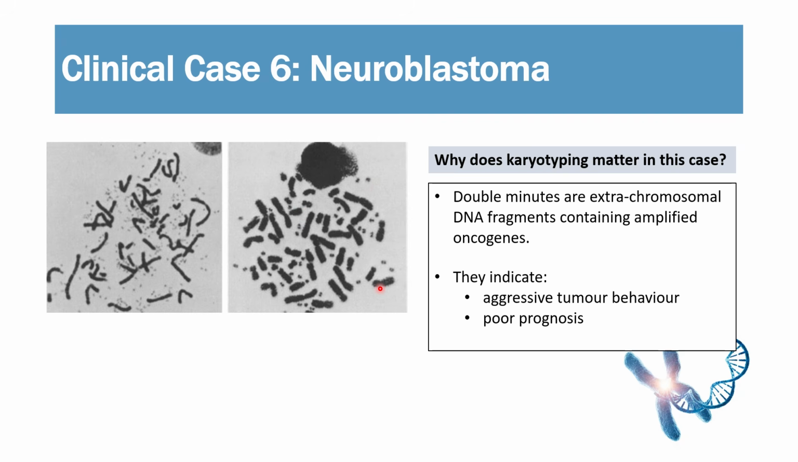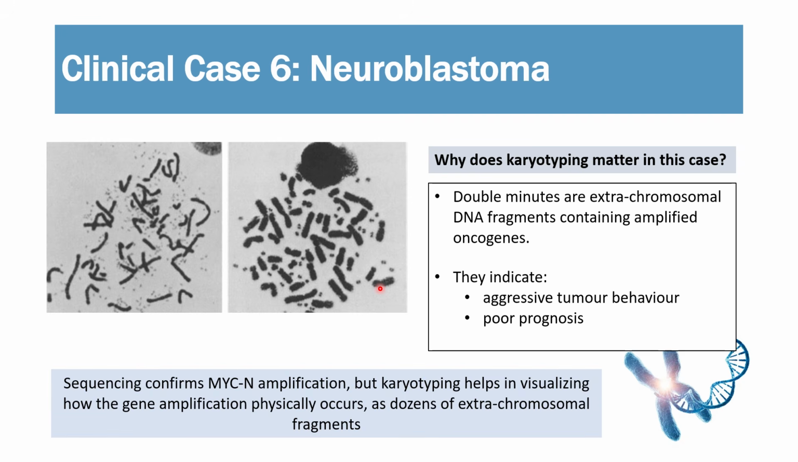These are the extrachromosomal DNA fragments which contain amplified oncogenes, and they indicate aggressive tumor behavior and poor prognosis. So sequencing will of course confirm the MYCN amplification, but if you want to exactly visualize how the gene amplification physically occurs as dozens of these extrachromosomal fragments, I think karyotyping is a beautiful technique to see.